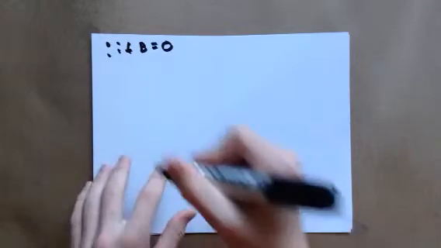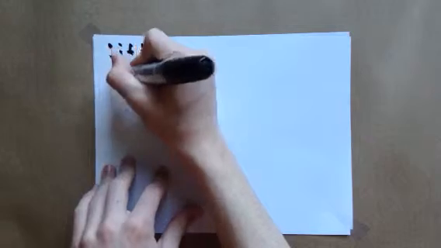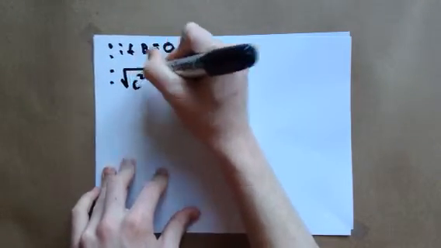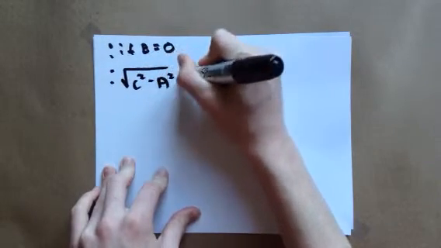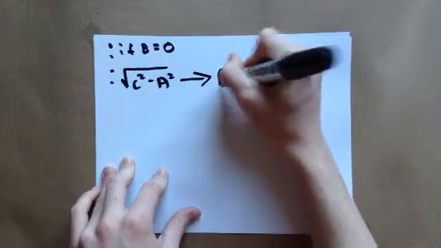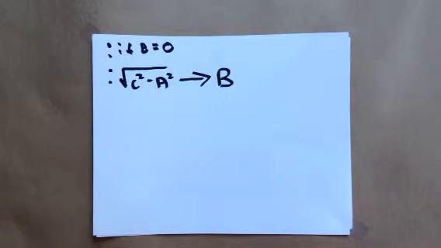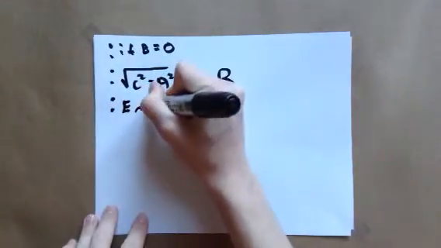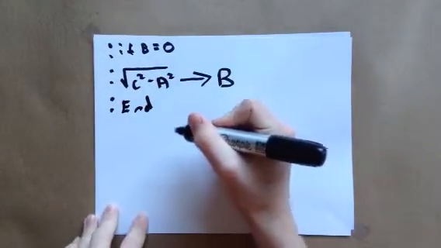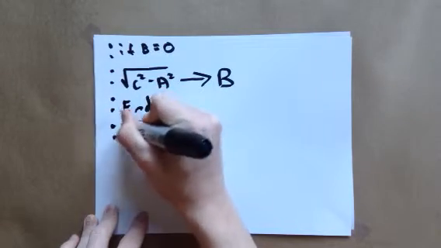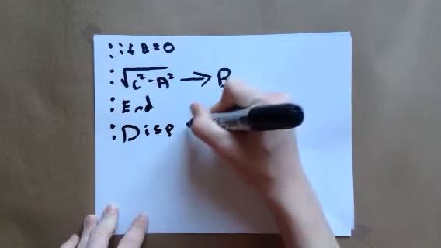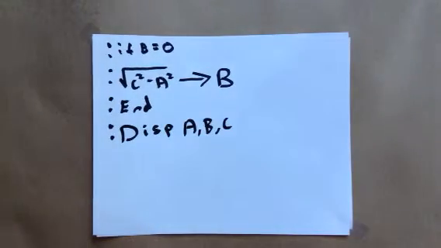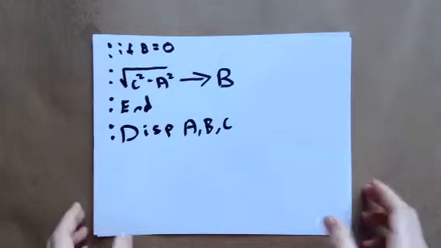So if b equals 0, next line of code is the square root of c squared minus a squared. And we're going to store that as b. Alright, so we have that stored as b. Now I'm going to tell the program to end. So compute end program. Then our very last line of code is display a, b, and c. So we have our program now.